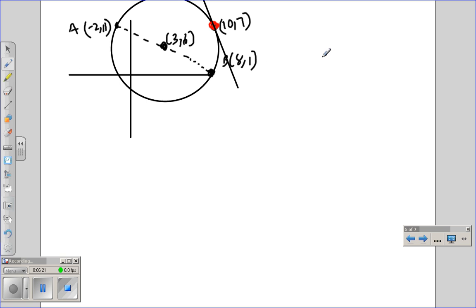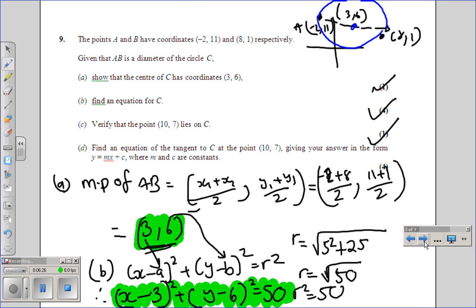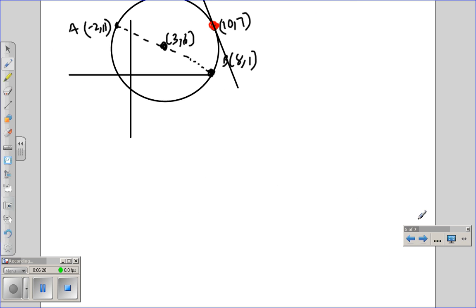That's a straight line, so for part D, it's a tangent, so it's the equation of a straight line. We need the gradient first, and then it's really easy to find c. You just pop in a point that lies on the line, and we know the point 10, 7 lies on the line. So getting c will be easy, but we need to get the gradient first. We don't know two points that lie on the tangent, so there's no point trying to do y2 minus y1 over x2 minus x1 for this line.